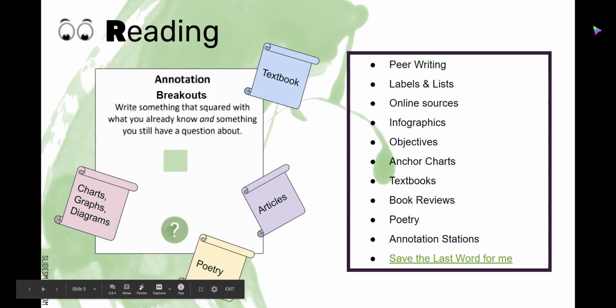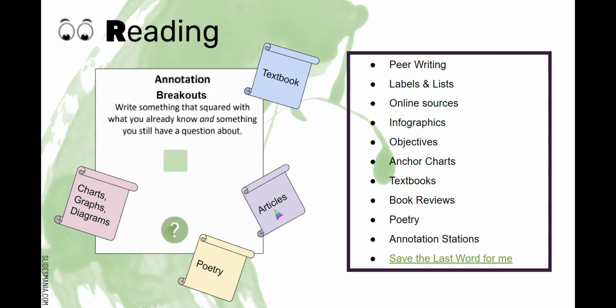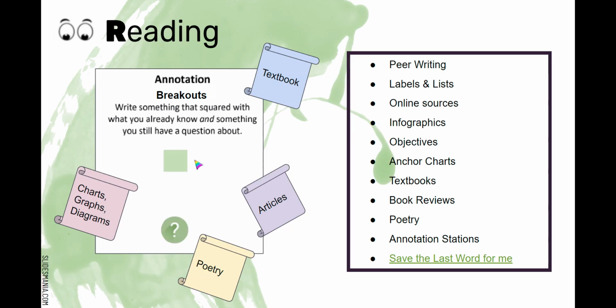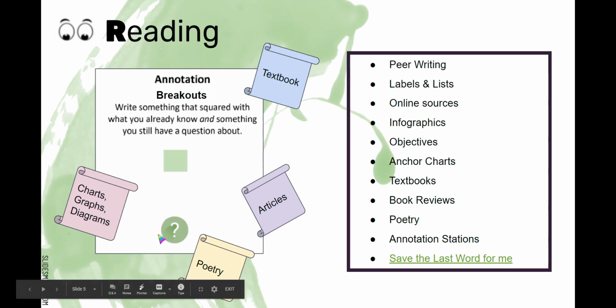Now, what do we have students reading? Textbooks, articles, poetry, charts, graphs, diagrams, or models. How are we having them maybe do breakouts? Here's one example of having them annotate what they're reading, right? They square something that they already know. So they've already read the text or the chart and they've squared something that they already know, and then they circle something that they have a question about.